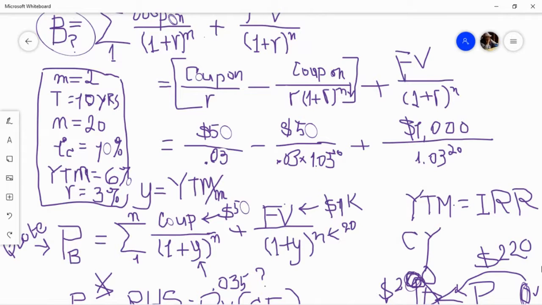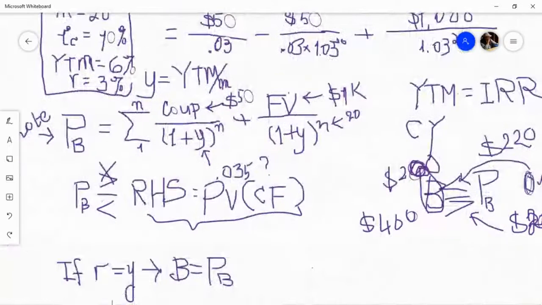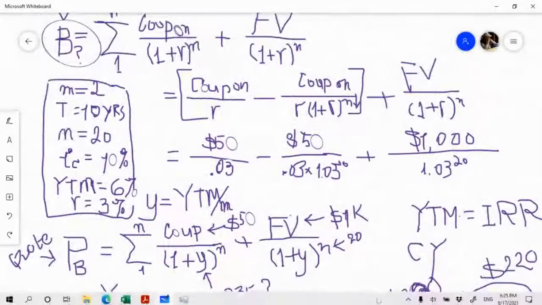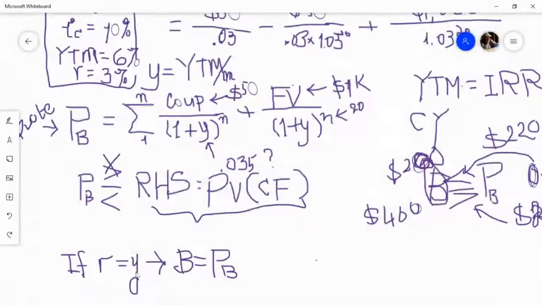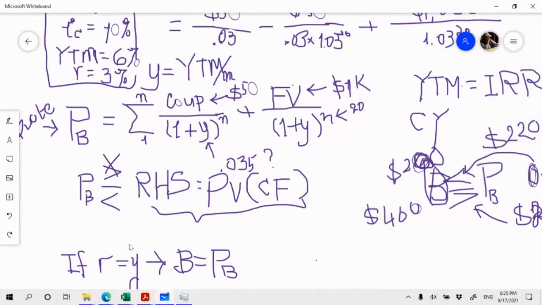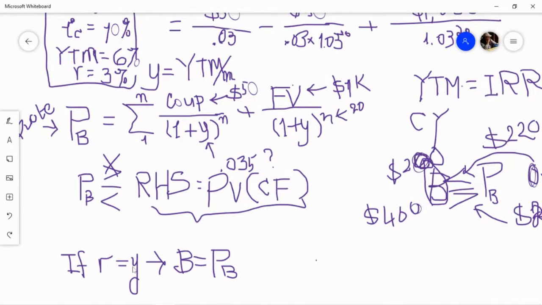And because this is the half-year rate, that times 2 is the yield to maturity. Now think about it. If R, the discount rate we use here, happens to be the half-year yield, then the intrinsic value must be equal to the market price of the bond.